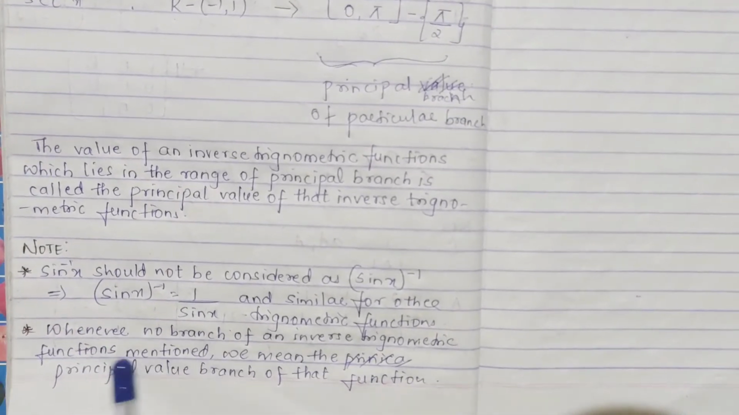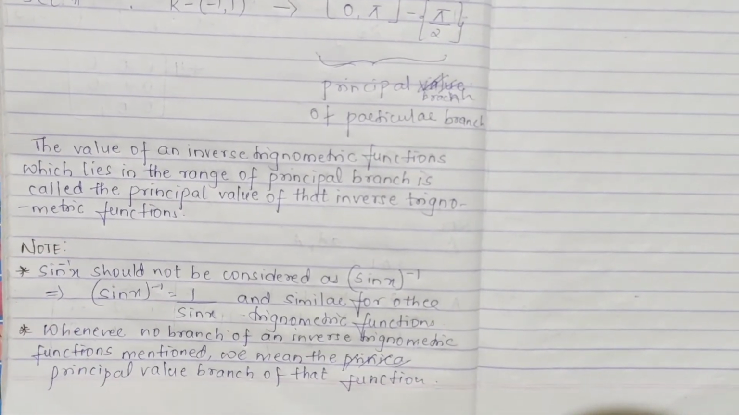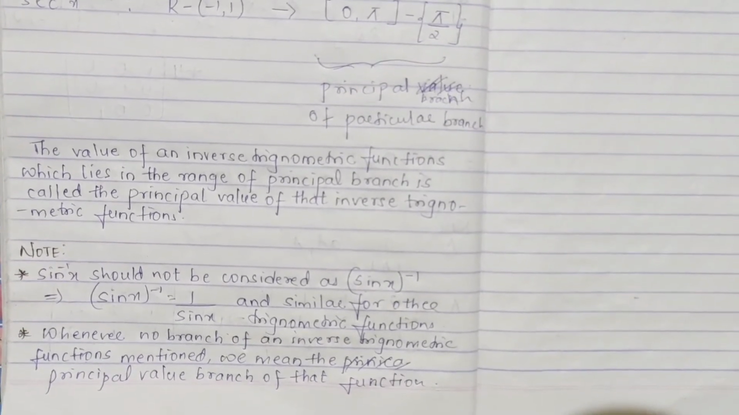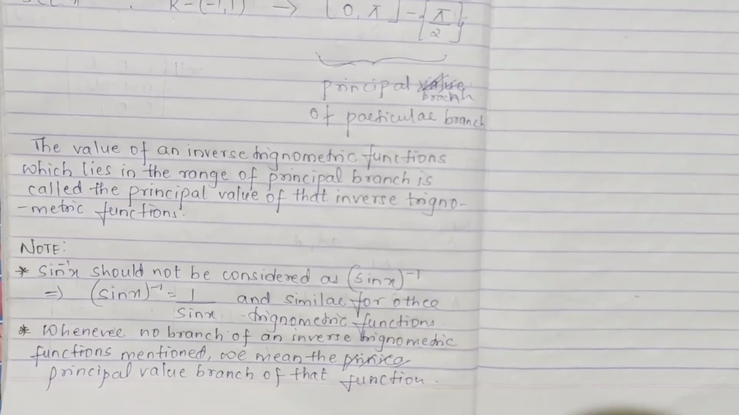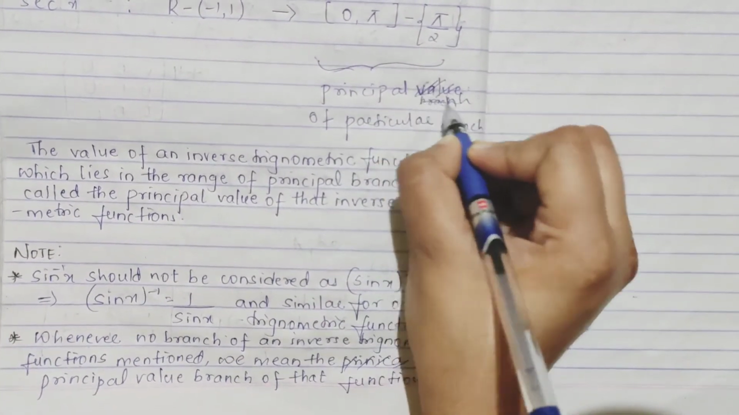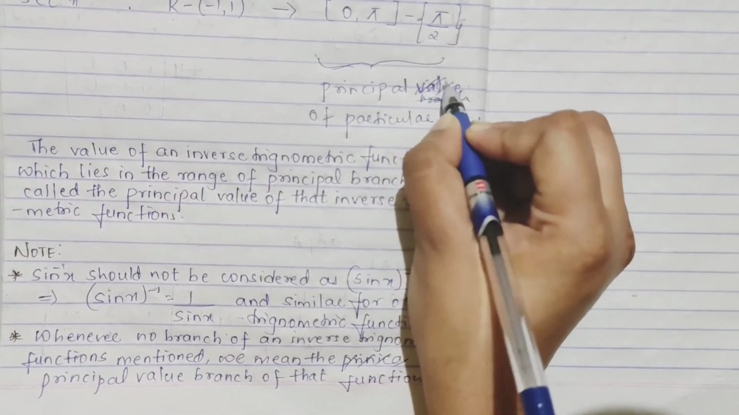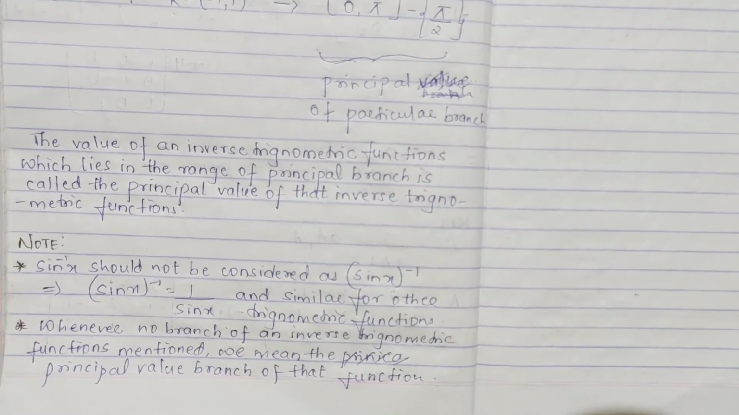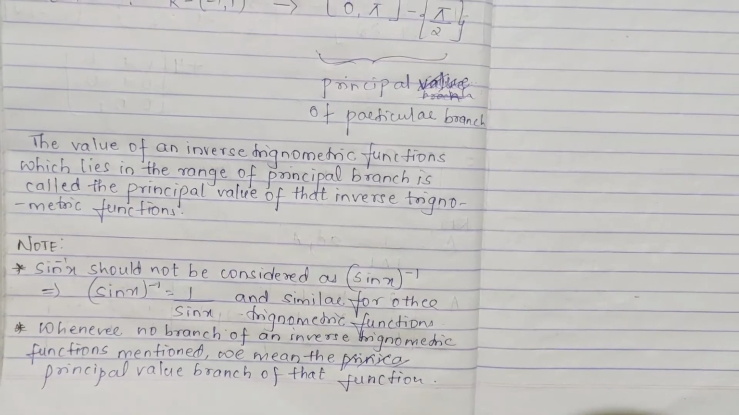Then one more point I have given: whenever no branch of an inverse trigonometric function is mentioned, we mean the principal value branch of that function, okay. This you can take as principal value, and I guess principal value is actually correct only, so no need of cutting it off. Principal value it is, okay. Just pause it to note it down.